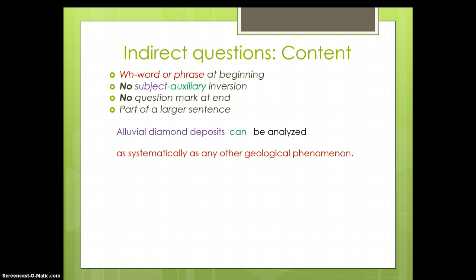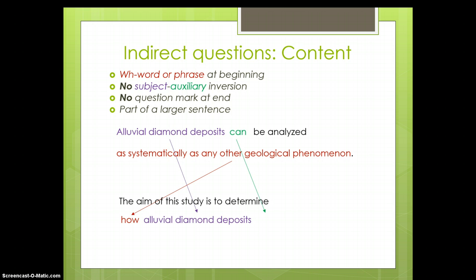The larger sentence we're going to use is, "The aim of this study is to determine," which is a typical beginning of a sentence you might find in an academic research paper introduction, where they're explaining the purpose of the paper. All right, so now for our WH word or phrase, we'll turn this into how. No inversion, so here's our subject, here's our auxiliary, and here's the rest of the verb phrase, and indeed the rest of the sentence. How alluvial diamond deposits can be analyzed. Okay, let's try another one.